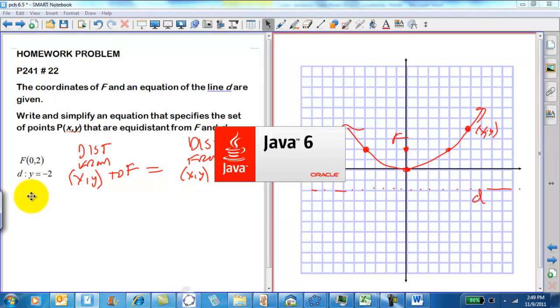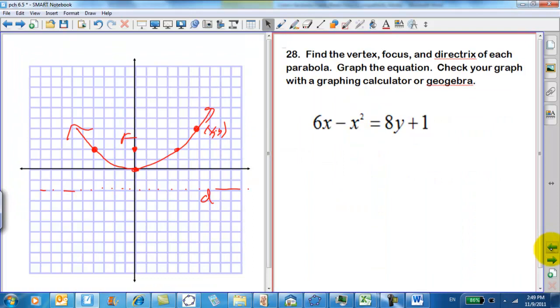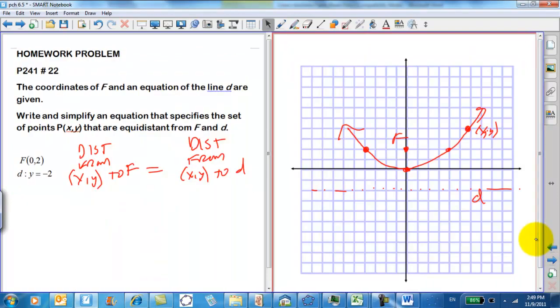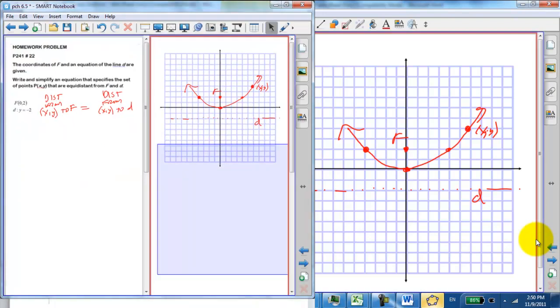Now the first one's not too bad because we've got our... hold it. Let's just hang on for a second here. I'm trying to shift things around here just so I can write on the page correctly.